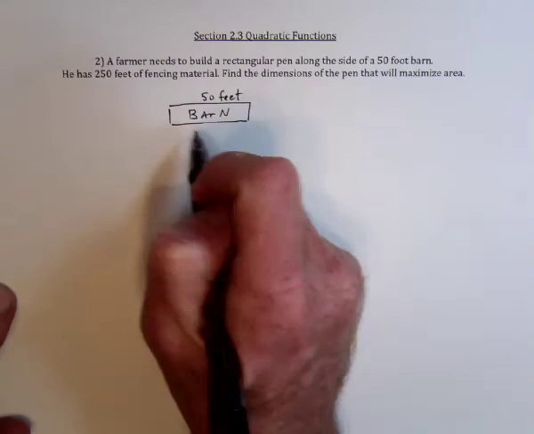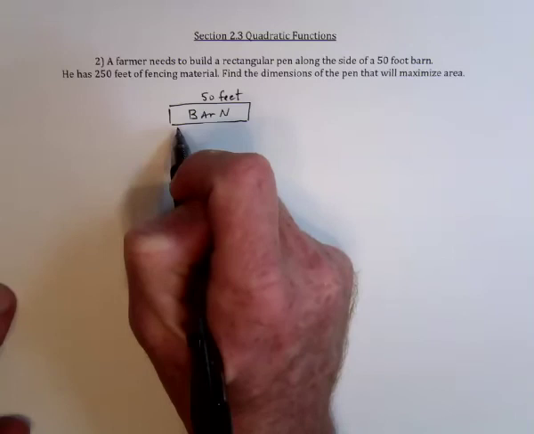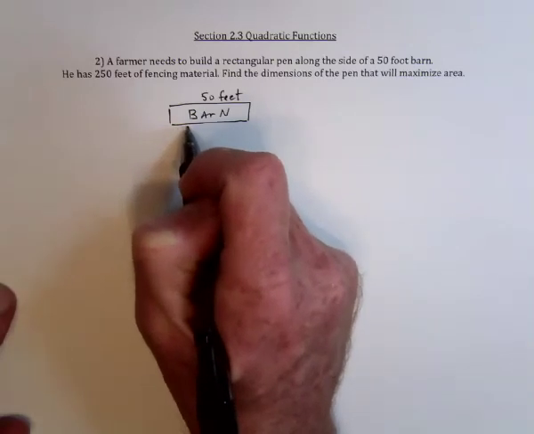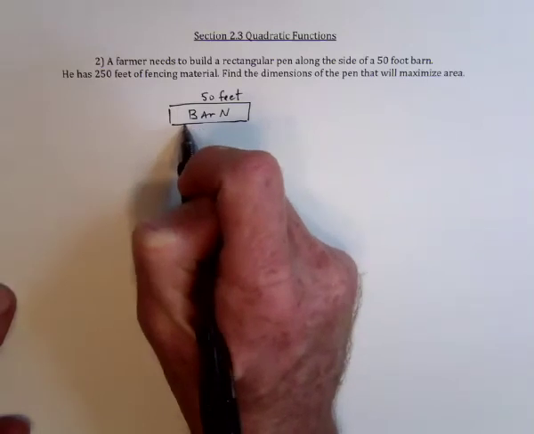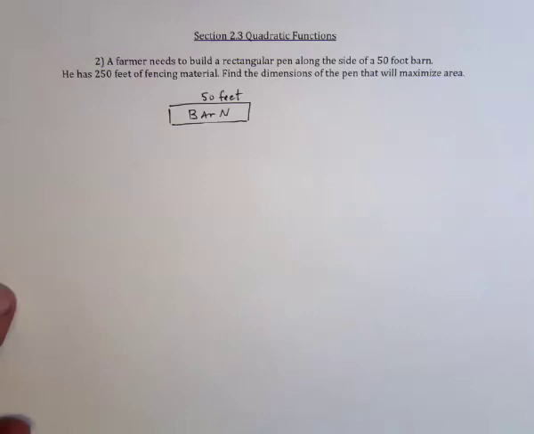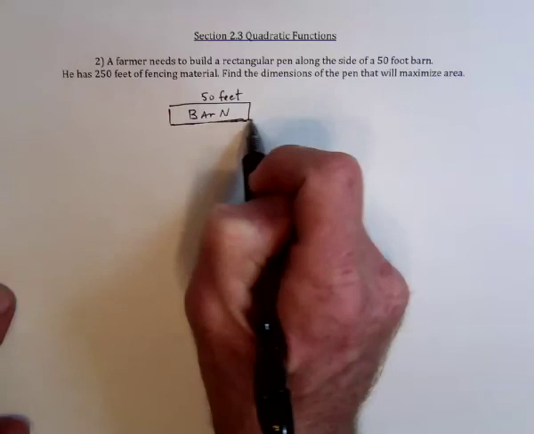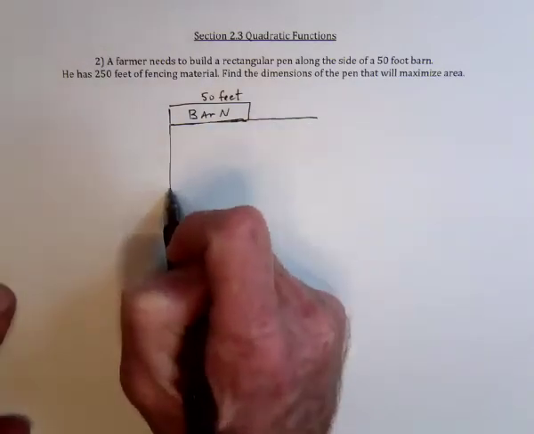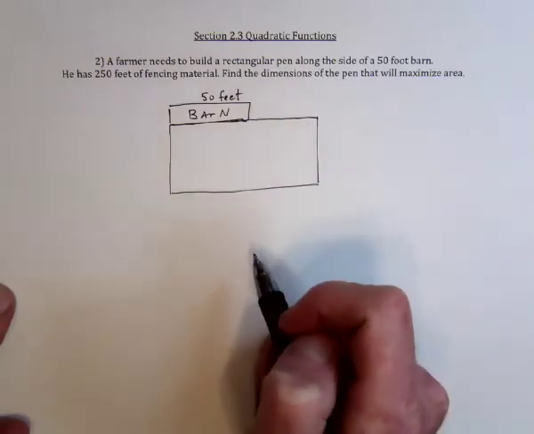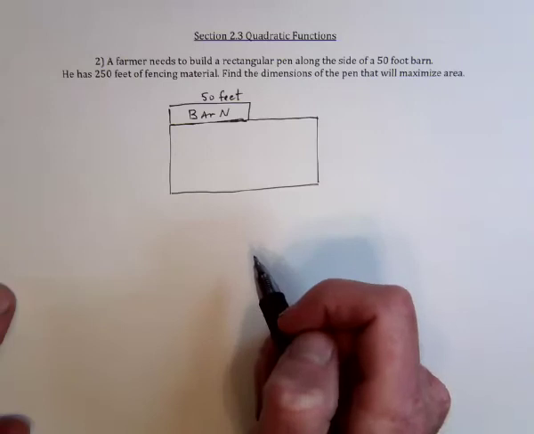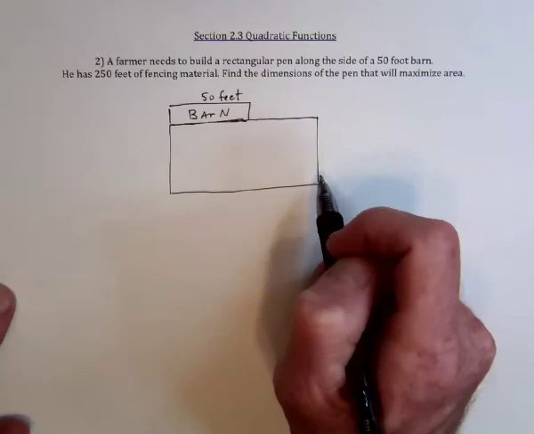So we've got the rectangular pen that is going to be built alongside of it. And if I were to only make it this big, there's no way I'm going to use up 250 feet of fencing unless I went 2 feet by 125 feet, which would be a rather strange enclosure. So I'll make it more of a rectangle that's like this. There's the rectangular enclosure. And now find the dimensions. So this side and this side are the dimensions that we need to find.